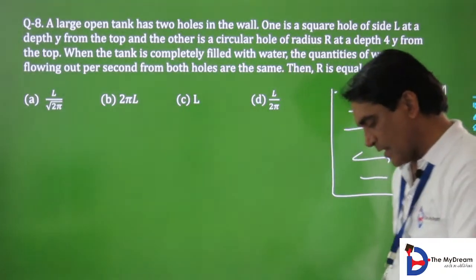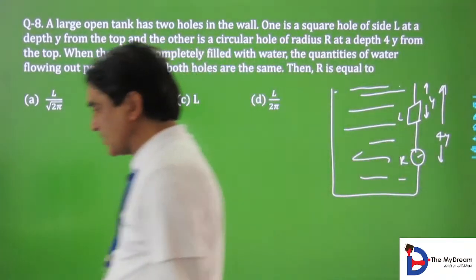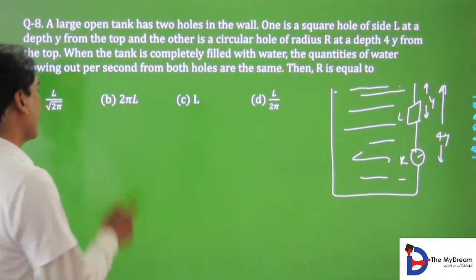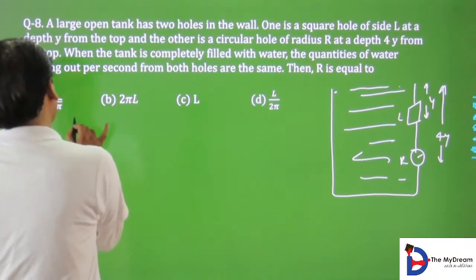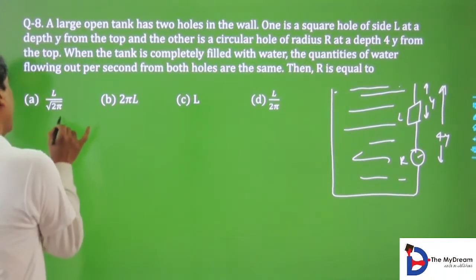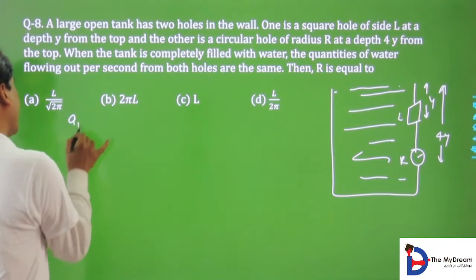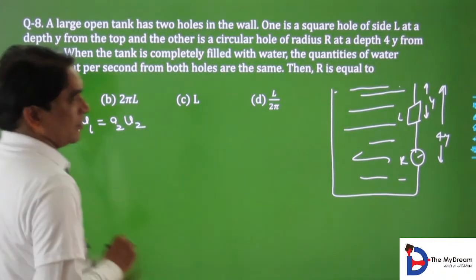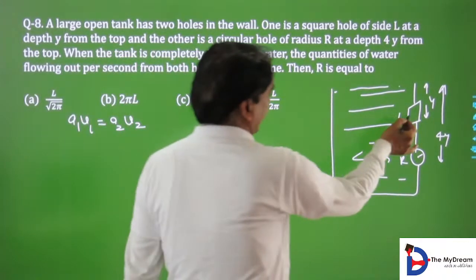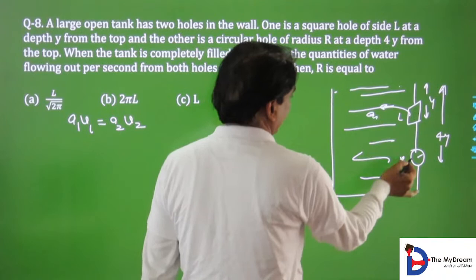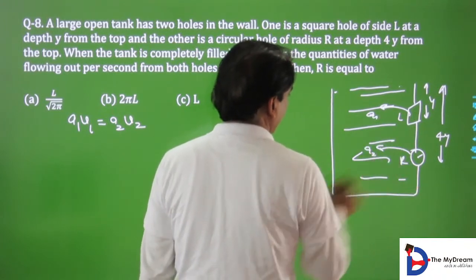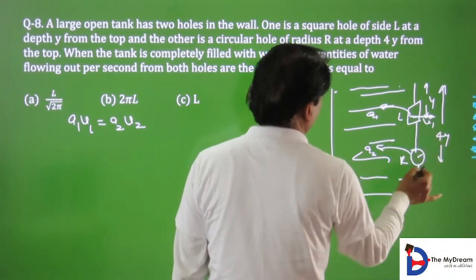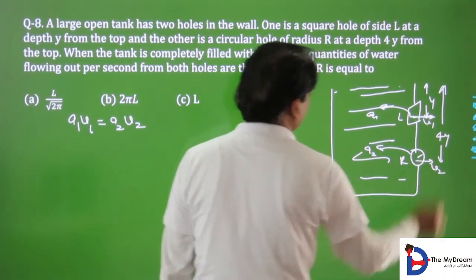When we are using the statement the rate of flow is the same, it means we must follow the equation of continuity, that is A1 V1 is equal to A2 V2. Suppose we are considering the area A1, area A2, velocity from this, that is V1, and from this V2.